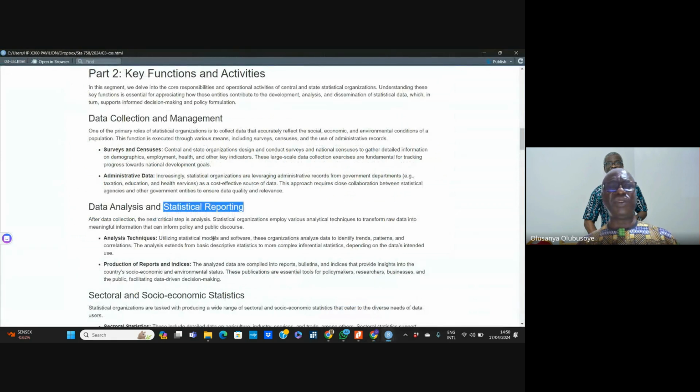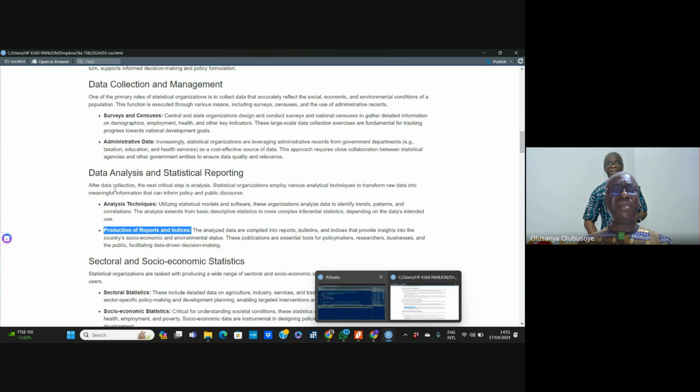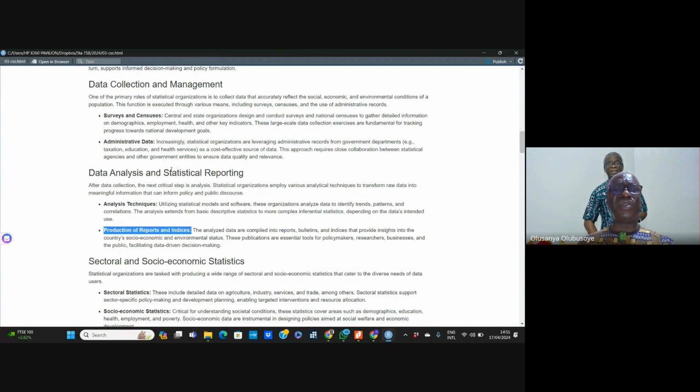Apart from this report, you can see you have analysis, and then you have the production reports and the indices produced. So policymakers can make use of this. And in those days, they used to share the report, send it to people. I think in my office, I have quite a number of old bulletins.